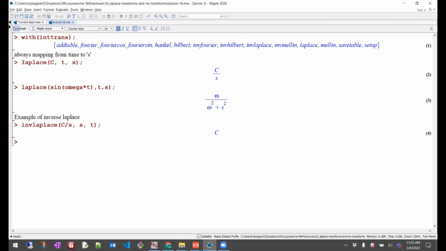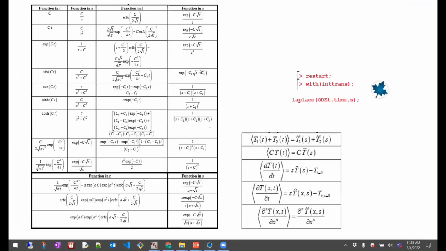Okay, so to do a Laplace transform in Maple, we would just use the command Laplace, and let's do our constant first. So this is just some constant. The arguments are the function you're transforming, then the domain you're transforming from, and then the domain you're transforming to. So we're going from time to S. And you can see here, yeah, it worked. Okay, let's say we had a little more interesting function, sine omega t. We want to go from t to S. We get omega over, this is the transform you get from that table. Okay, so let's sit there for a second.